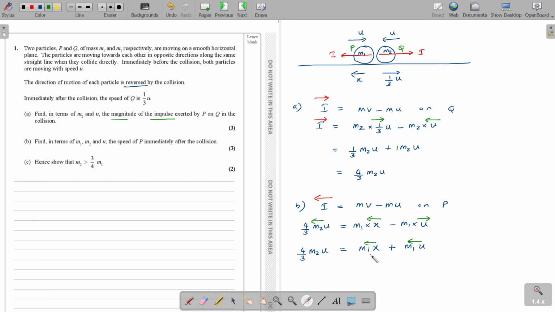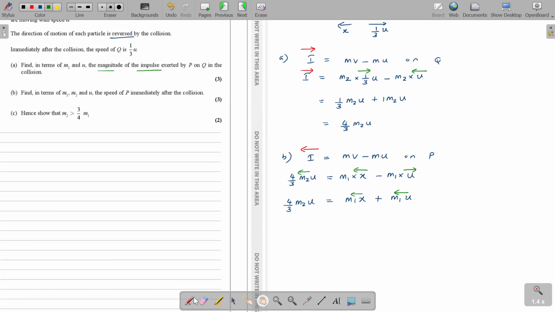Okay, so what's our task? Our task is to find the value of x. They are asking you to get the x value. So let's get the x value. 4 over 3 m2u, I'm taking m1u to the other side as a subtraction, equals m1x. Are you with me? Before I take m1 down over here, shall I get the common denominator 3? So this is over 1, I'll multiply up and down with 3. So I get 4m2u over 3 minus 3m1u over 3. I just multiplied up and down with 3.